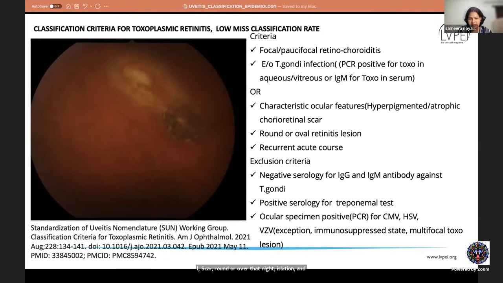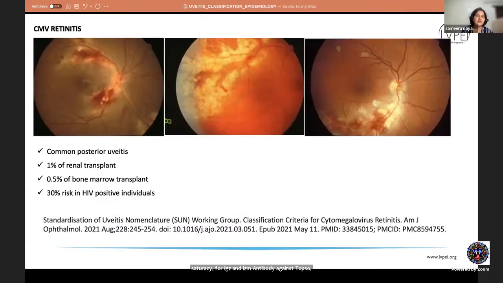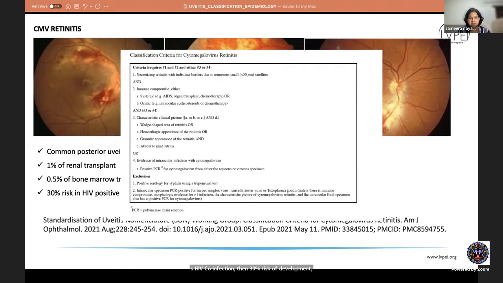Here also, they have excluded syphilis, negative serology for IgG and IgM antibody against Toxoplasma gondii, and some viral retinitis. CMV retinitis is a very common posterior uveitis. 1% of renal transplant and 0.5% of bone marrow transplant patients will develop CMV retinitis. If there is HIV co-infection, then there is a 30% risk of development of CMV retinitis.